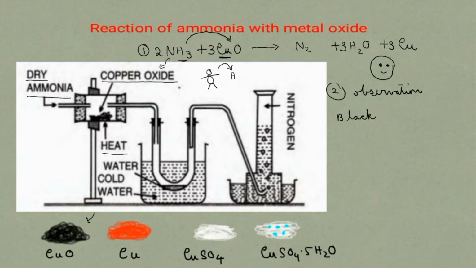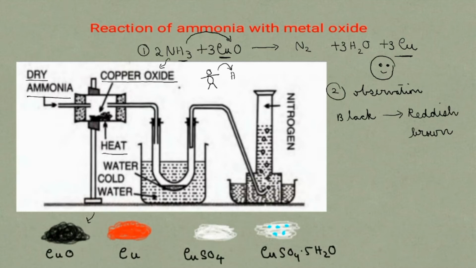After passing ammonia gas over it, what will happen to copper oxide? It will be turning into copper. You know the color of copper wire, right? Same color, but we will say that color as reddish brown. So what will be the observation of the reaction? If they are asking, you can say that a black colored substance will be turning into reddish brown.